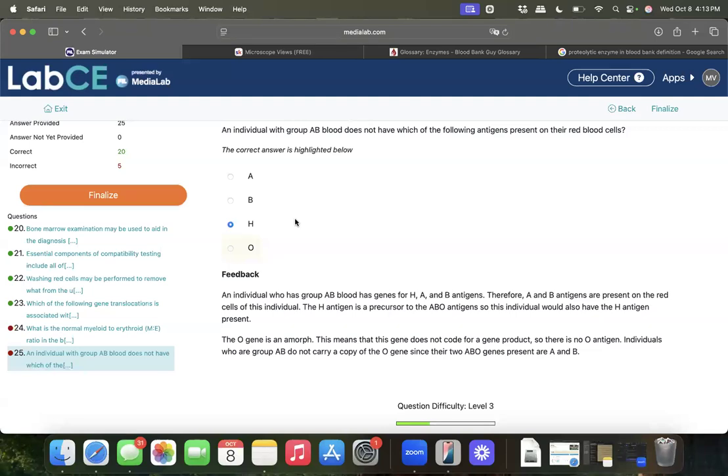So my bad. The O gene is an amorph. This means that the gene does not code for a gene product, so there's no O antigen. Oh, duh. It wouldn't have O because O is not an antigen.